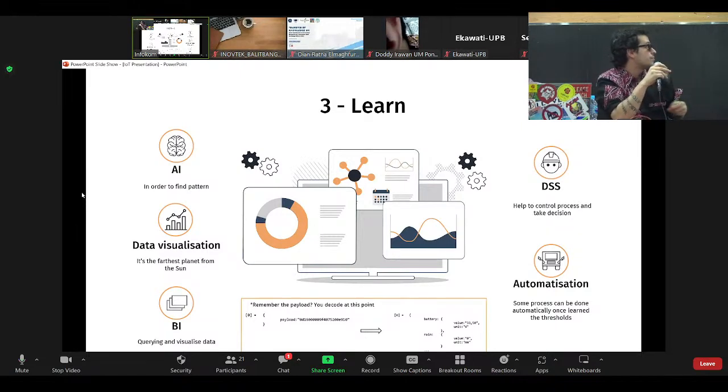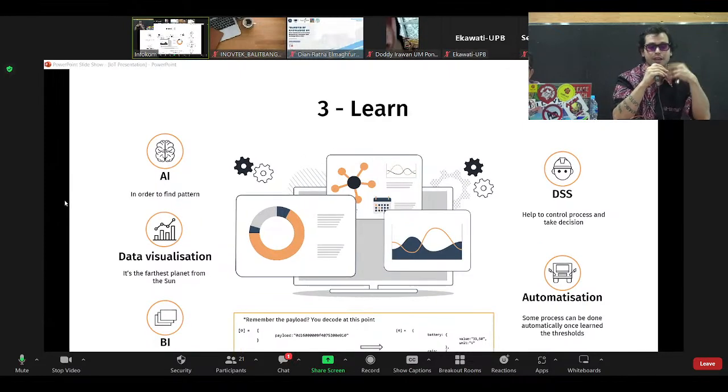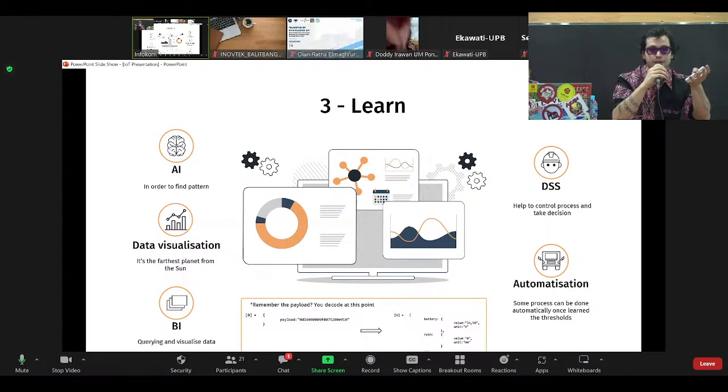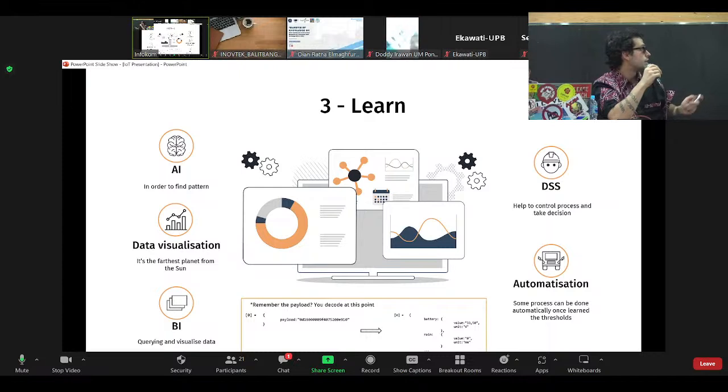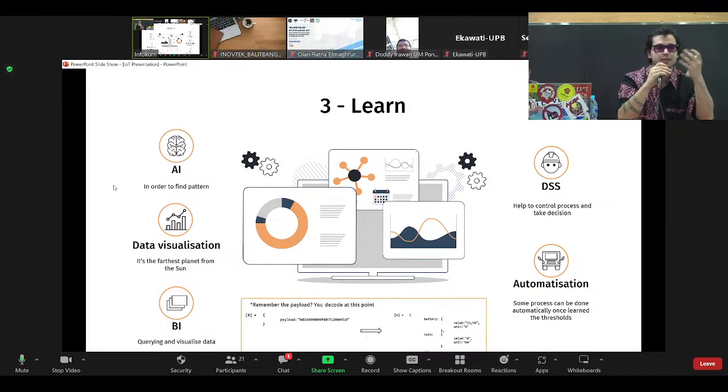We have the learner. So once you have the data, you have good governance, and the data are clean, now you can do something with this data to extract value. Of course, the first one, as I said, is AI, but the easiest one is data visualization. So you can represent the data flowing in with a graph or a pie chart, or anything you want. That's the simple thing you can do with your data.